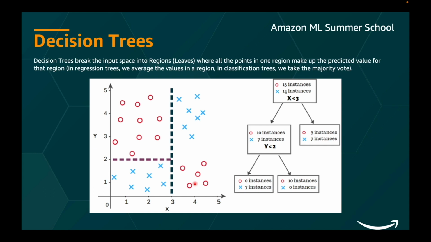So like I said, decision trees break the input space into regions where all the points in one region make up the predicted value for that region. And in regression trees, this is a classification tree. If we have a regression tree, we take the average values of all the points falling into this. So over there we wouldn't have these dots and x's. We would just have a numeric value associated with each data point, and we would take the average value and predict that as the output for any new data point which is falling in that particular region. So we'll take the average of all of these for region number 1, the average of all of these if it falls into region number 2, the average of all of these if it falls into region number 3.